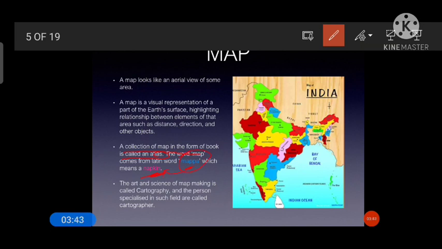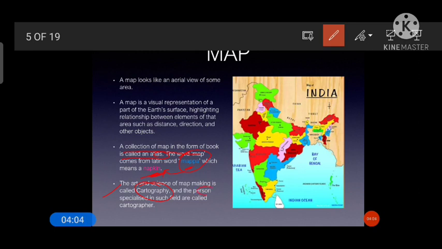Okay. Now this is also important to note, the art and science of map making is called cartography. Now what is cartography? Cartography is a subject, the art and science of map making, or a subject that deals with map making. It is also called cartography.